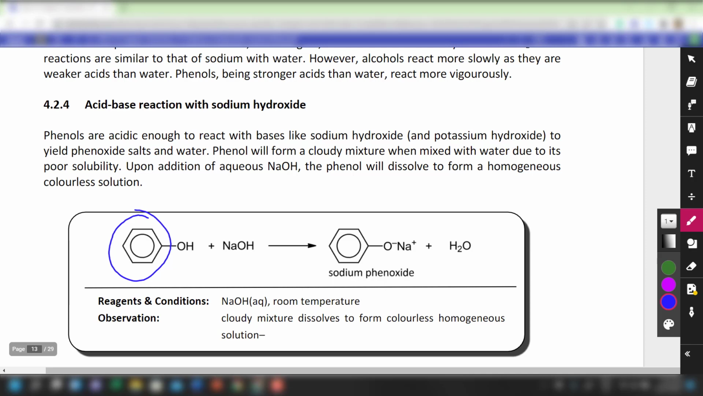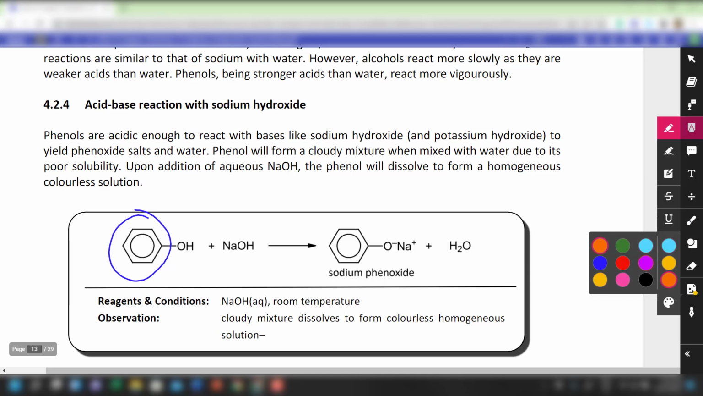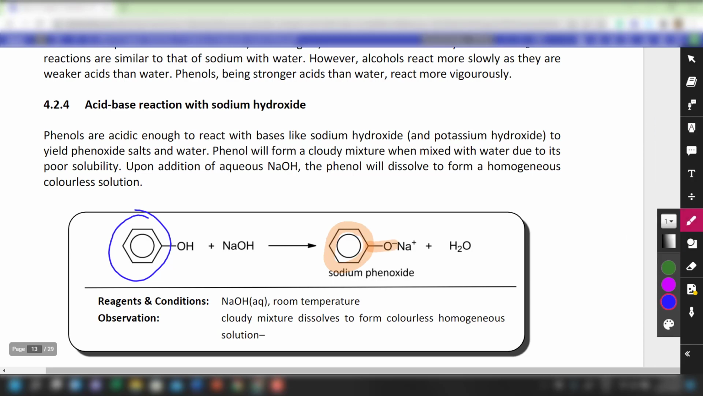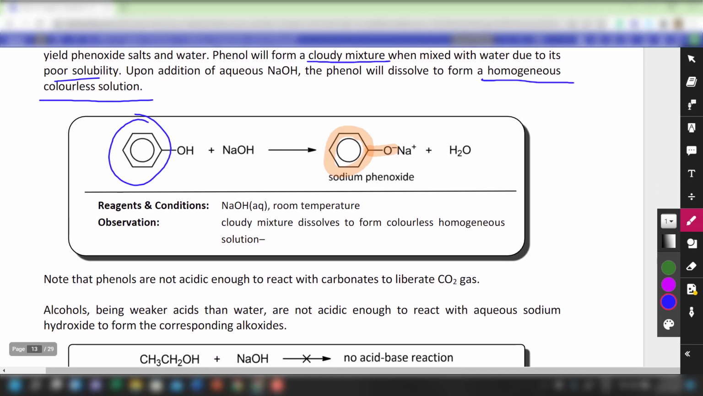But when I input sodium hydroxide, it's a different ballgame. Because this particular species, known as phenoxide, is able to form stronger ion-dipole interaction with water, so it makes it soluble. So you will be able to get a homogeneous colorless solution. The cloudy solution you get when you put phenol in water is because of its poor solubility. So please remember that. The observation here will be: cloudy mixture dissolved to give a colorless homogeneous solution.